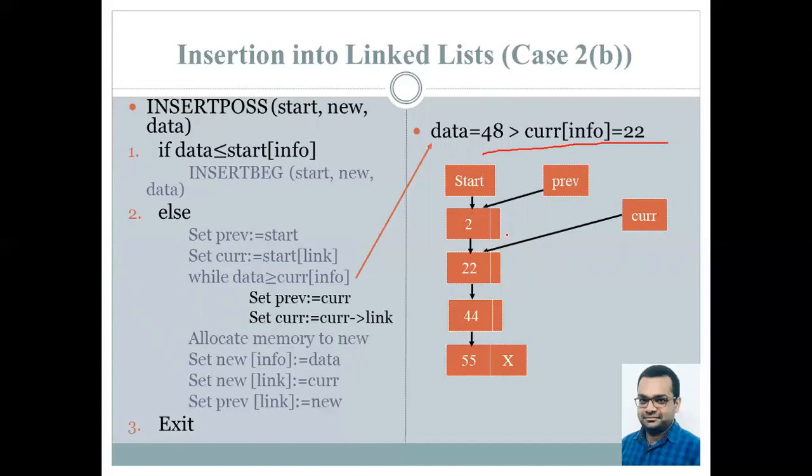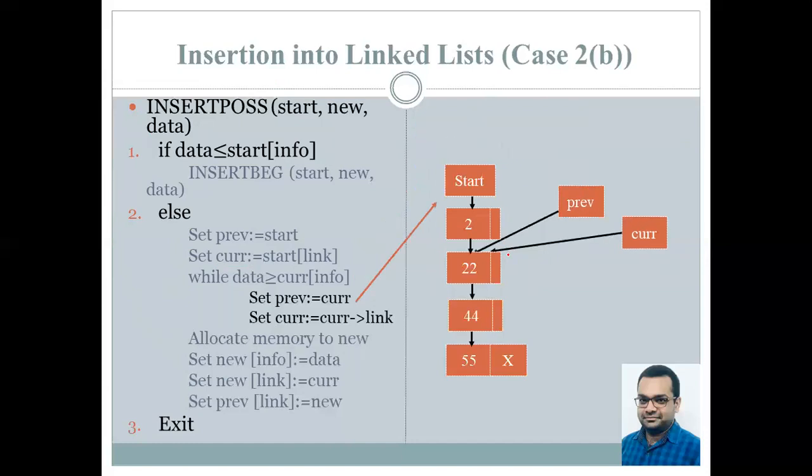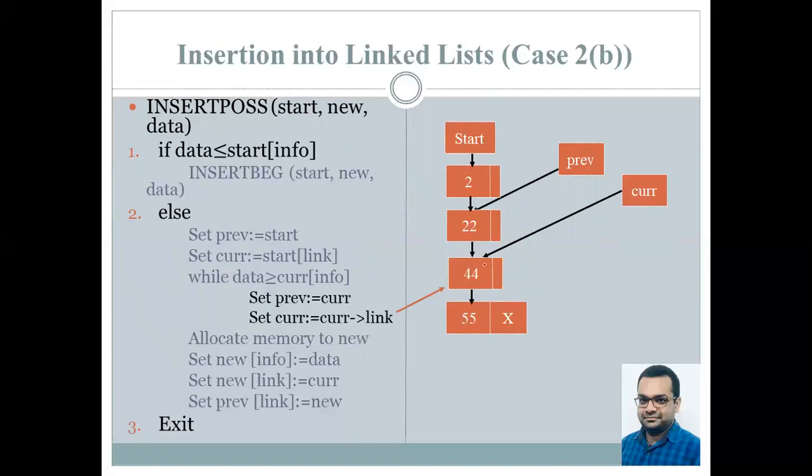Therefore, this is not the appropriate place for insertion of the node containing the data value 48. Therefore, these statements are executed. Previous will now point to the node that is pointed by the current, and current will point to the next node by use of this statement. So now you can see current points to the node with the data value 44.